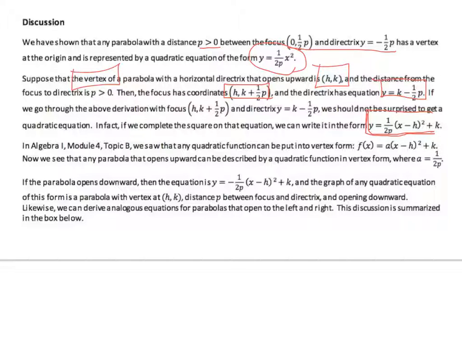In Algebra 1, Module 4, Topic B, you may or may not have used this curriculum when you took Algebra 1. We saw that any quadratic function can be put into vertex form. Okay, it's by completing the square that you do that. Now we see that any parabola that opens upward can be described by a quadratic function in vertex form where a equals 1 over 2p.